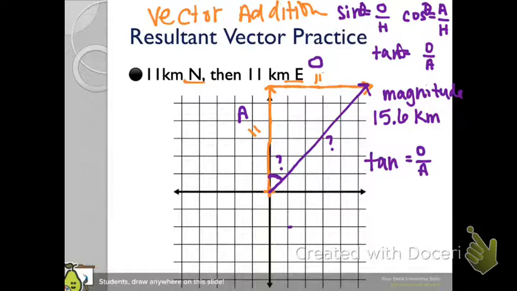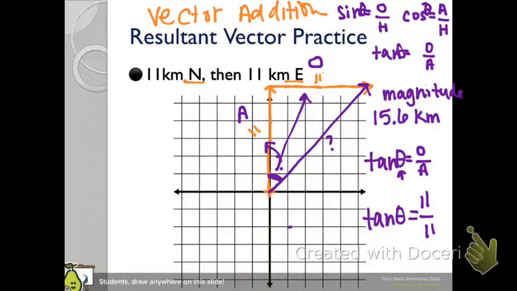So, okay. I know that I want to use tangent of some angle equals opposite over adjacent. I don't know my angle, so that stays theta. So tangent of theta equals opposite side, which is there, 11, over adjacent side, which is 11.